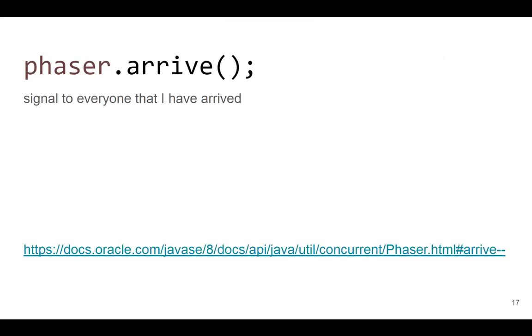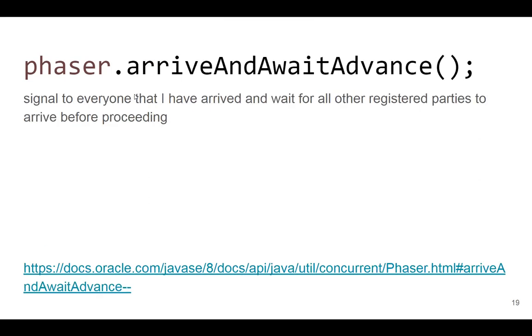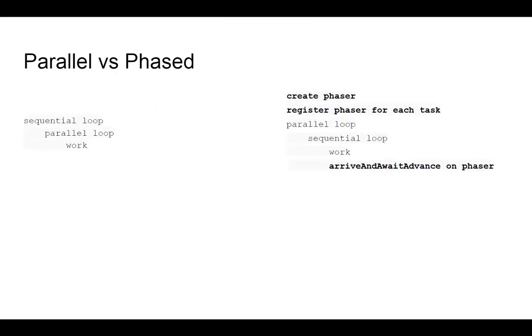So that's that part. There's arrive, which says I've shown up. That's useful for fuzzy barriers, which we'll get to next week. There's await advance for some phase. Again, that's for a more sophisticated version that we'll talk about next time for fuzzy barriers. And then there's arrive and await advance. This is sort of the closest thing to just phase or next. That signals to everyone I've arrived and waits for everybody else. So this works in conjunction with that bulk registry.